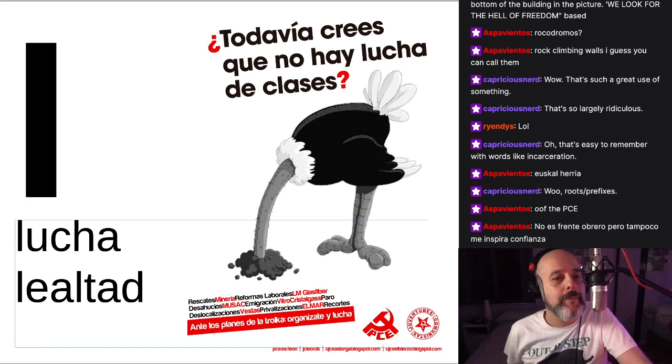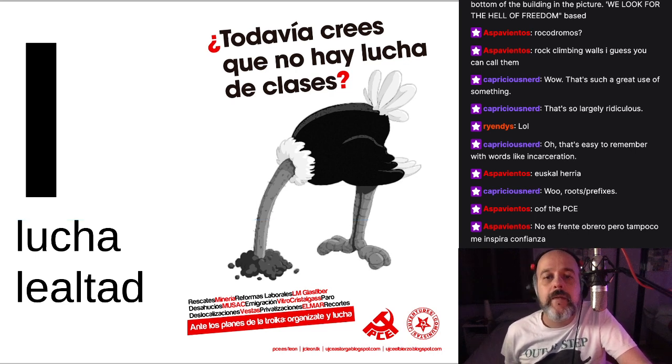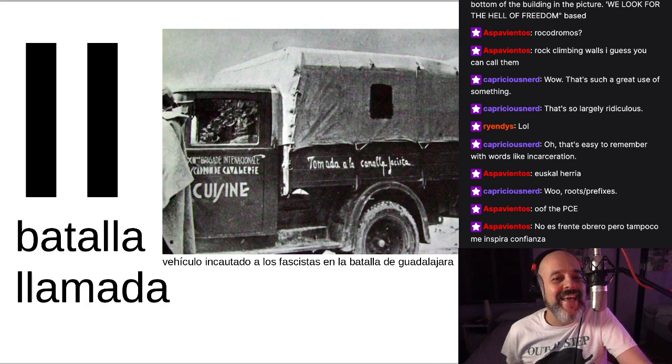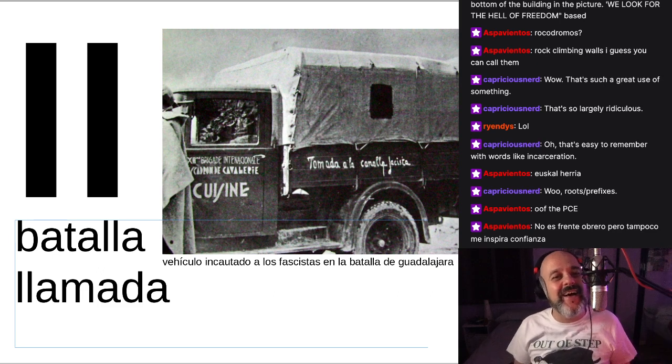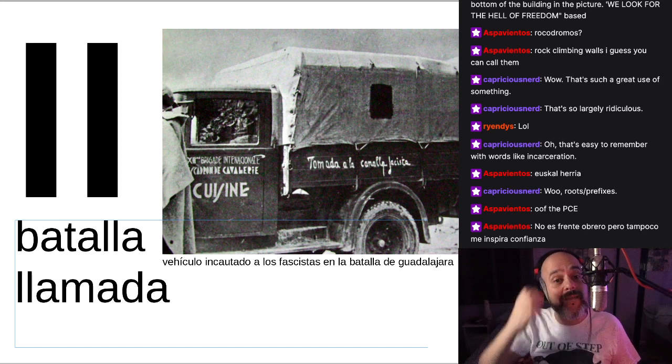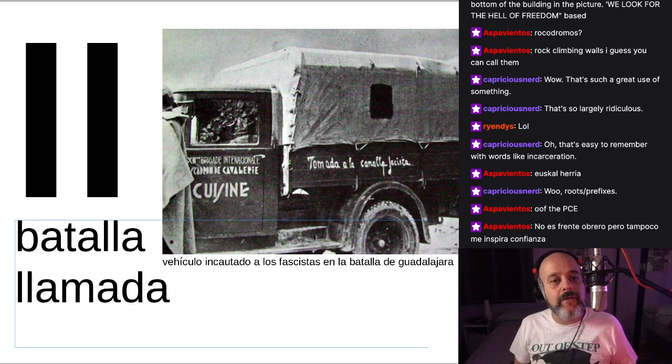Lealtad means loyalty, which is the loyalty that comrades owe to each other. Las camaradas nos debemos lealtad entre nosotros. So lucha, lealtad, letra L. Elle, which is contentious, it's another digraph, so it's officially not in the alphabet academically, but same as before with the che, and it's gonna happen again with the double R, I'm gonna include it for educational purposes to teach Spanish as a foreign language.